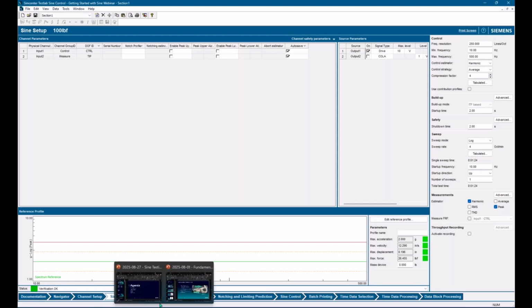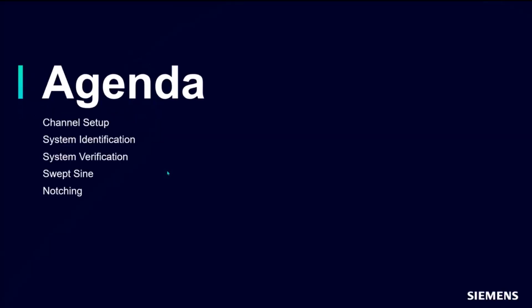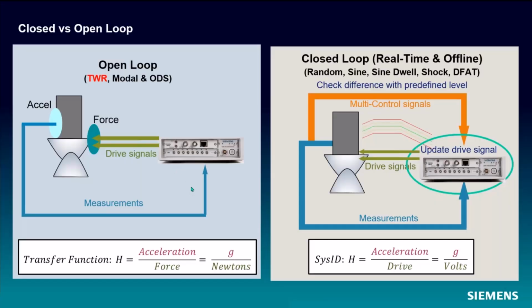What is system identification? Okay, so we looked at our setup, and now we're going to look at system identification. If you are familiar with modal type tests, very typically they're run open loop, where you just send out a drive signal in volts. You're going to measure the force input into the system, and then you are going to measure the response of your structure with accelerometers, and you'll do acceleration over force measurements. What system identification does is create a transfer function for closed loop control.